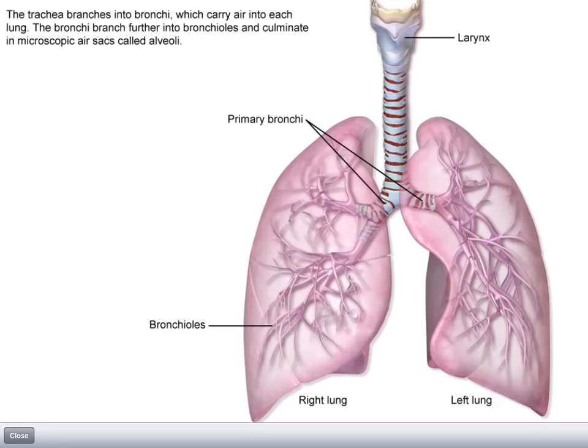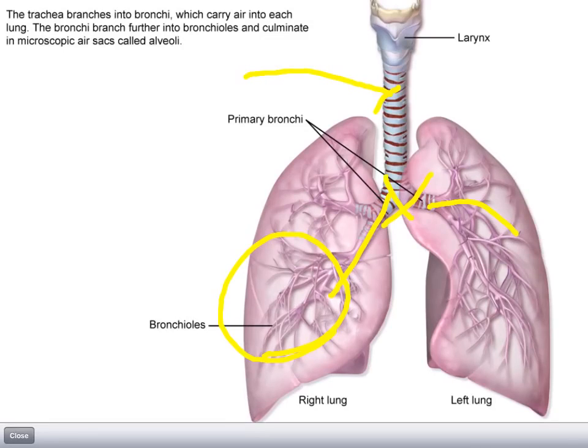Quick look at lower airway. Again, trachea comes down to the carina, then you have your right main stem, your left main stem, and those bronchi continue to divide into smaller and smaller and smaller and smaller airways, and it's the bronchioles that will really cause us some problems with ventilation when they become constricted.